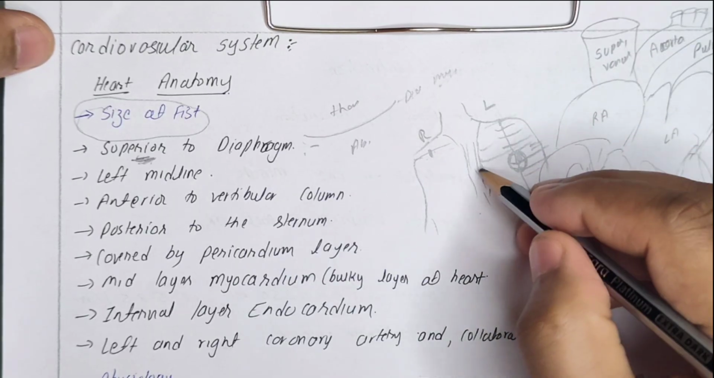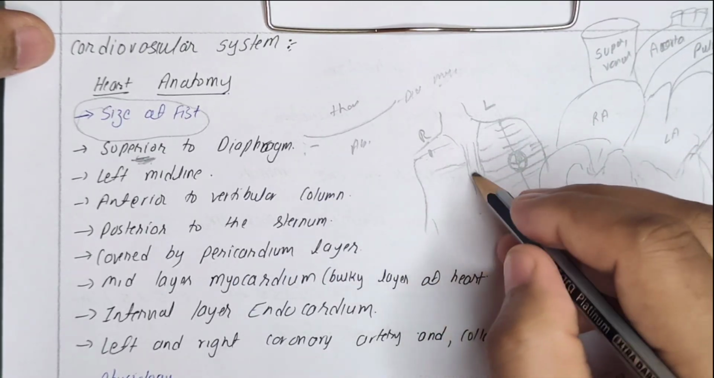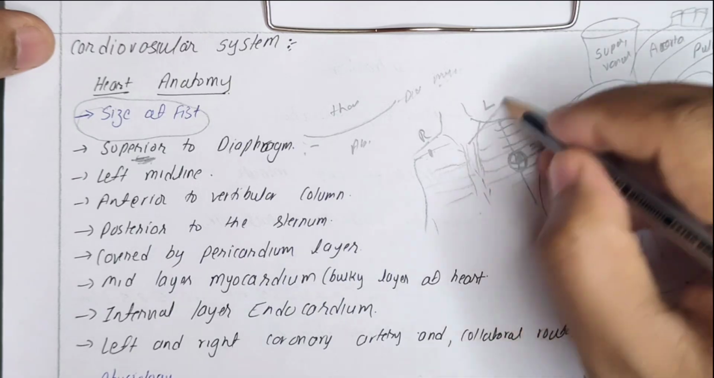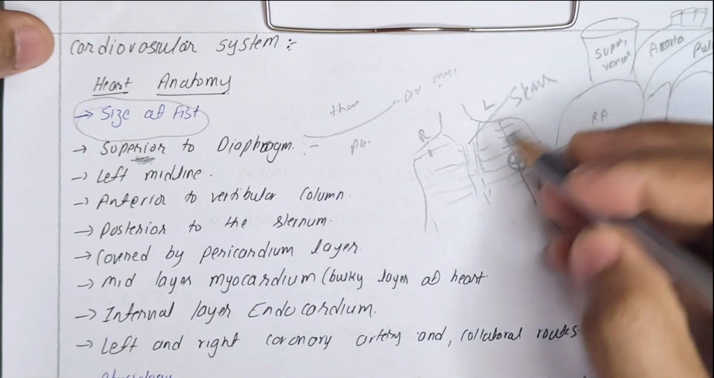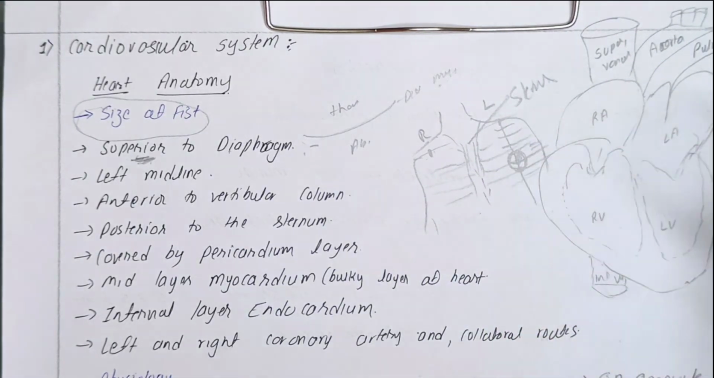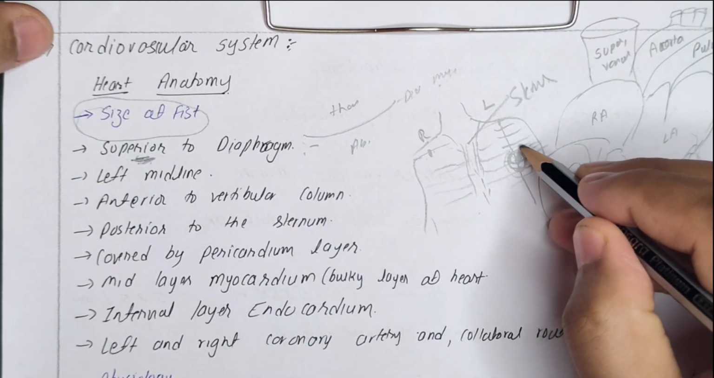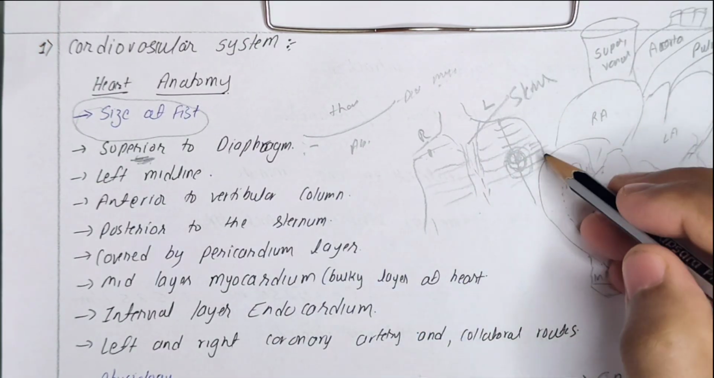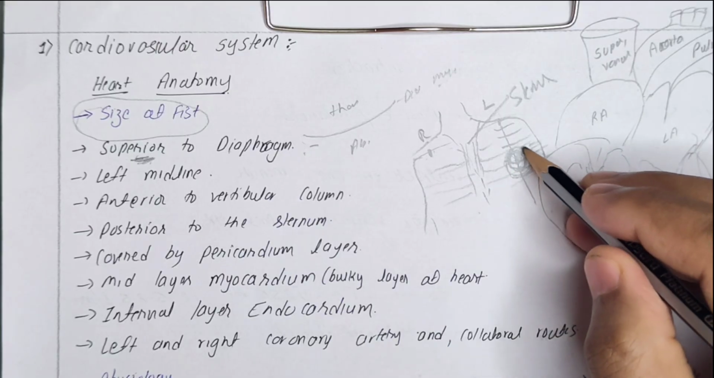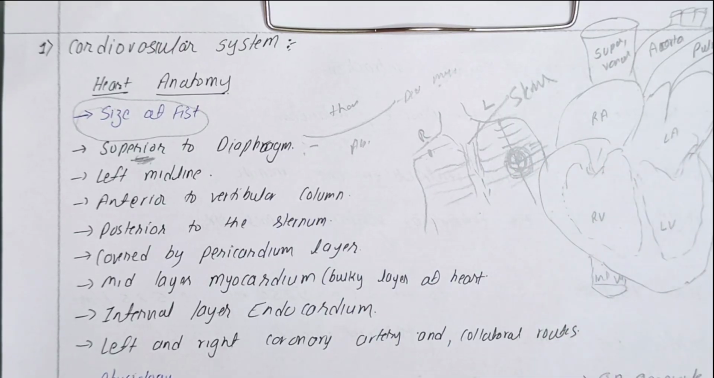From this bone, this rib cage will come and attach to give the strength to our thoracic cavity. This bone is known as the sternum. So in the front side, it is covered by ribs and the sternum bone. So this heart has a protective layer. This layer is known as the pericardium layer. This is the external layer which covers the heart.